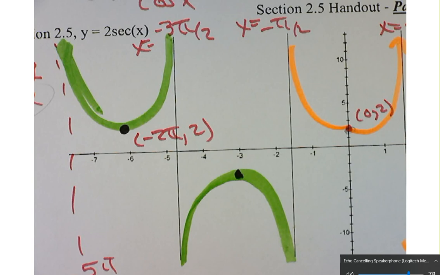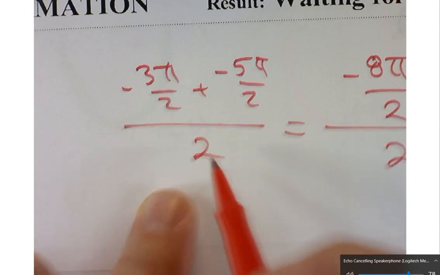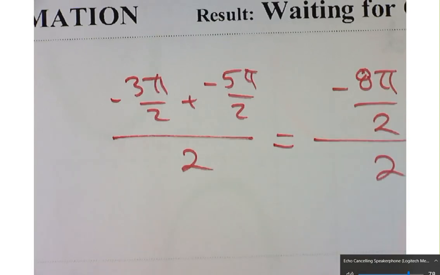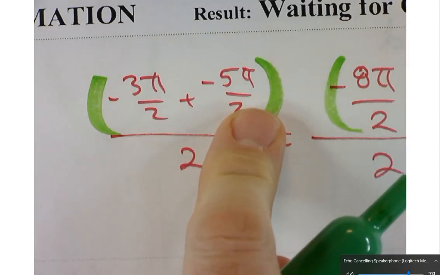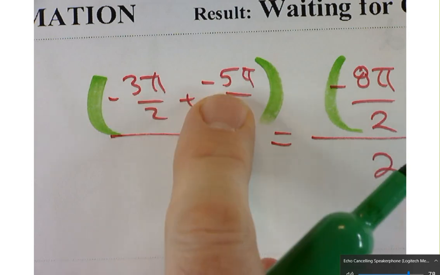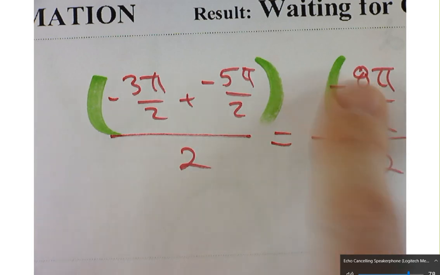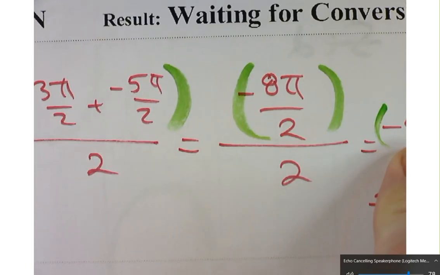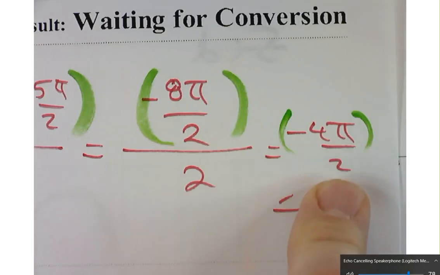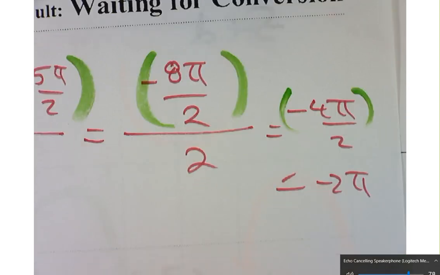Oh, the average there? Yeah. So you add up the 2 points and divide by 2. And when I added those 2 points, let's just focus in on the numerator for a second. They had a common denominator. So I added the numerators, -3 and -5 give me -8. Still divided by 2. 2 goes into 8 4 times. So this is just -4 pi over 2. And 2 goes in there twice, leaving me with -2 pi. All right, awesome.